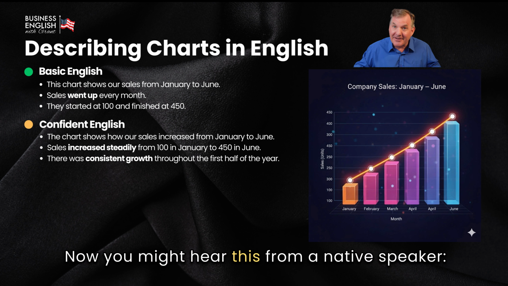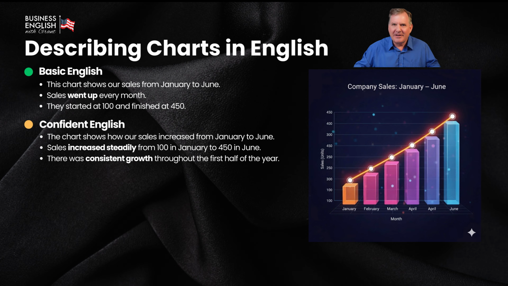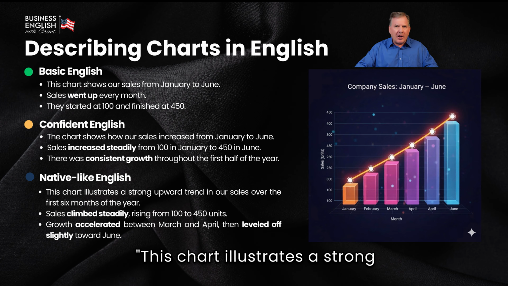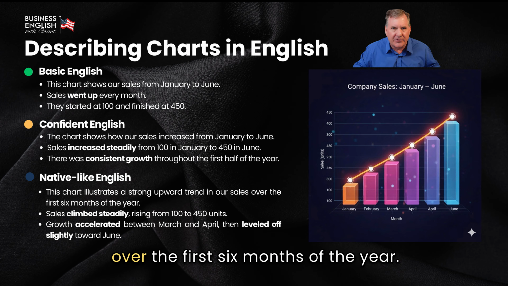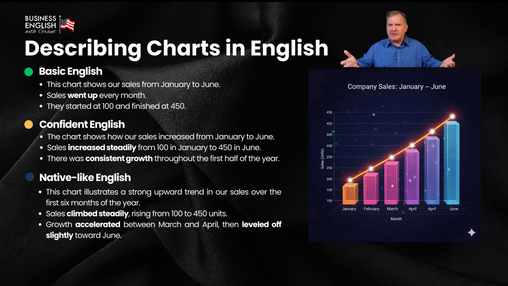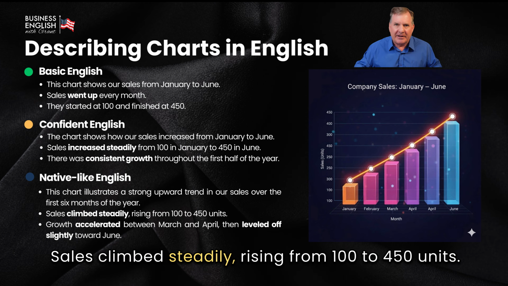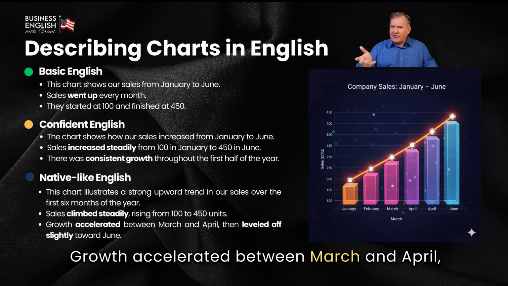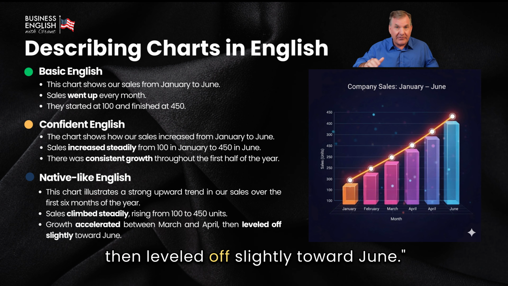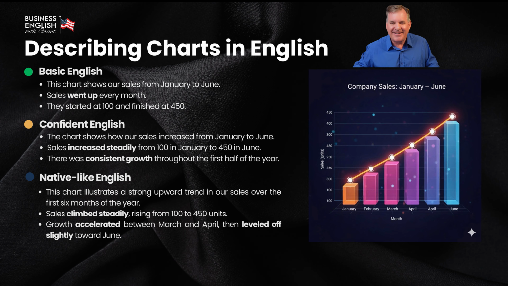Now you might hear this from a native speaker. This chart illustrates a strong upward trend in our sales over the first 6 months of the year. Sales climbed steadily, rising from 100 to 450 units. Growth accelerated between March and April, then leveled off slightly toward June.